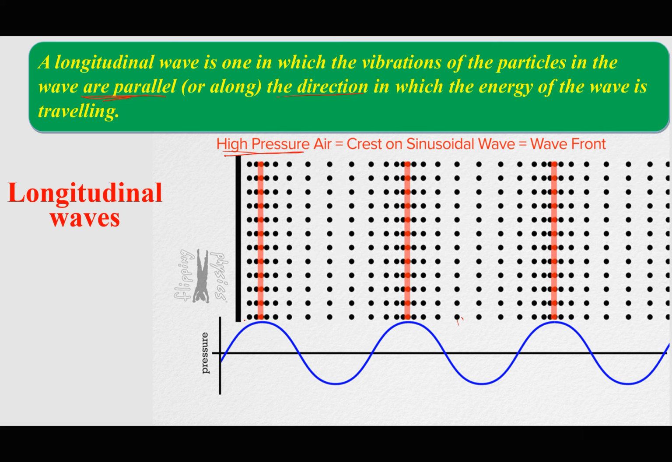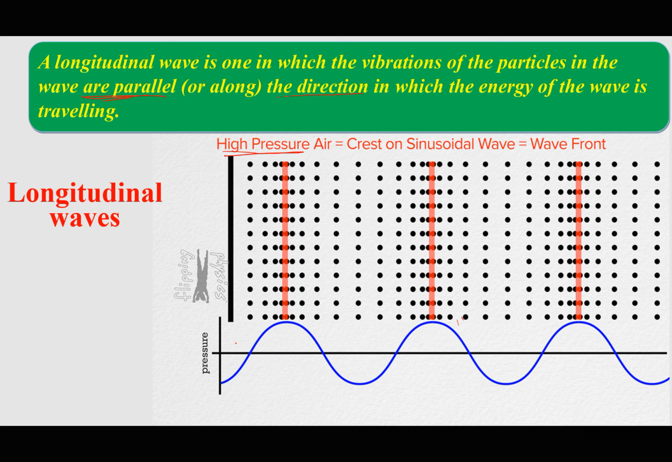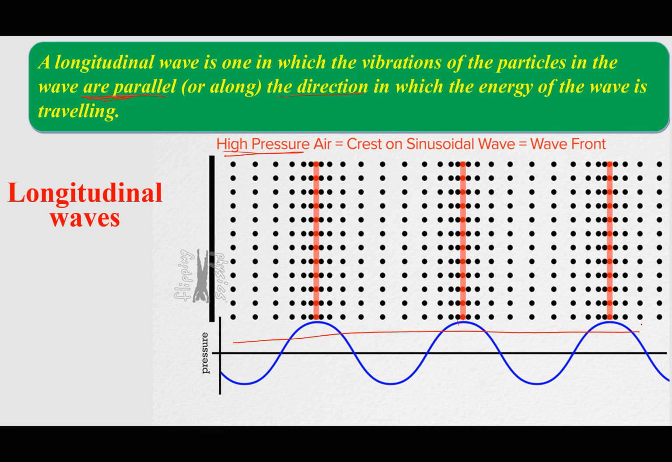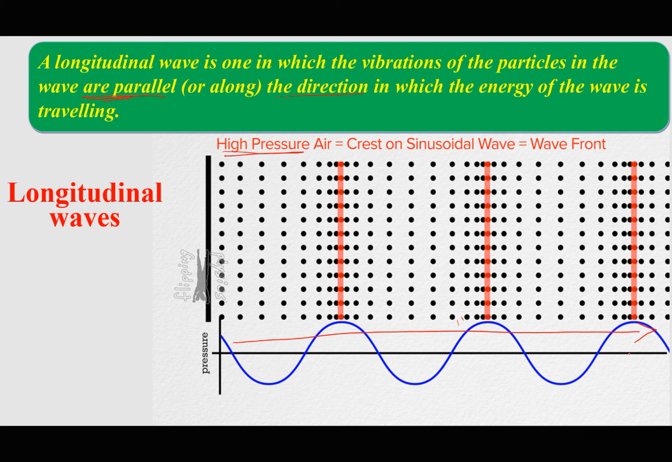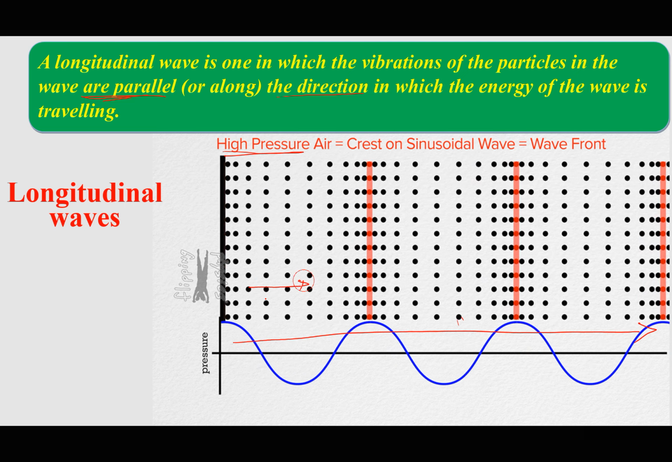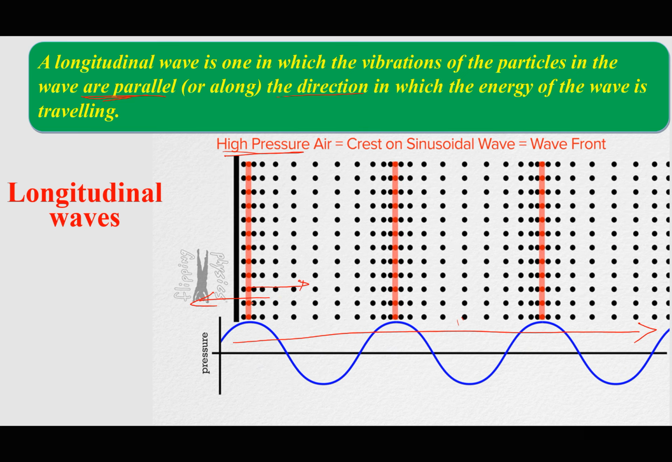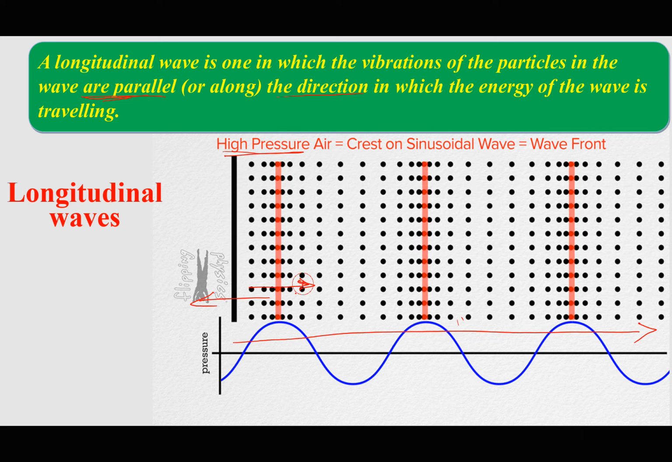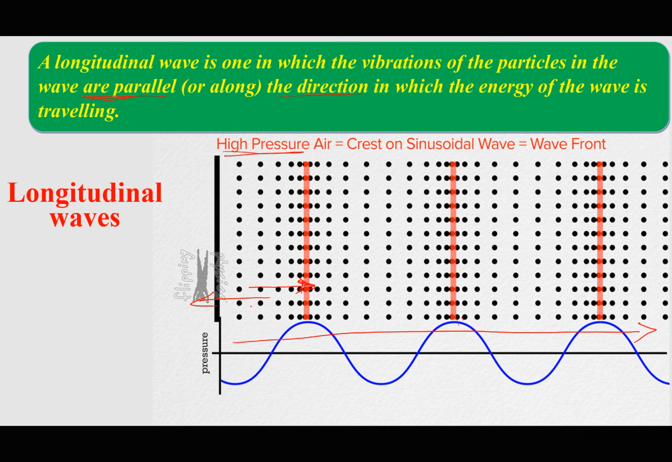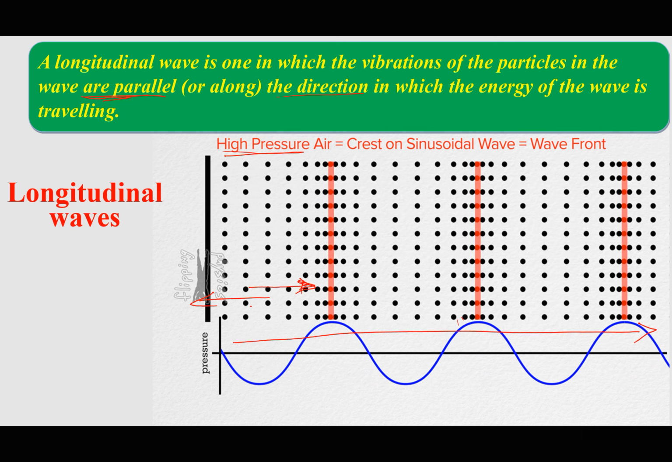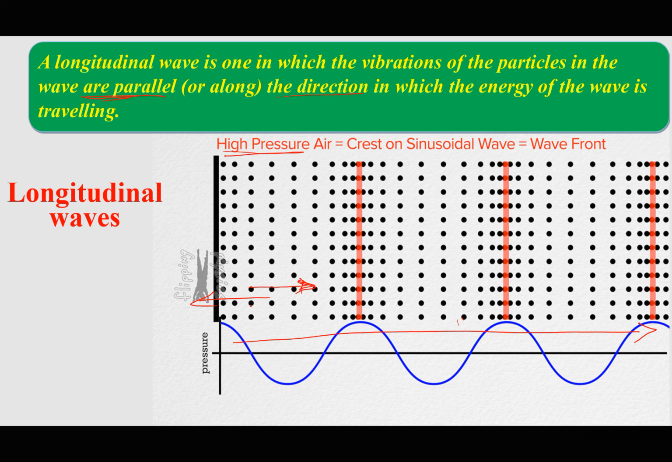As the wave energy in this case is from left to right, we are seeing that the red dots are moving backwards and forwards. They are moving to the left and to the right. So that's why we are saying the particles vibrate parallel to the direction of propagation of energy.